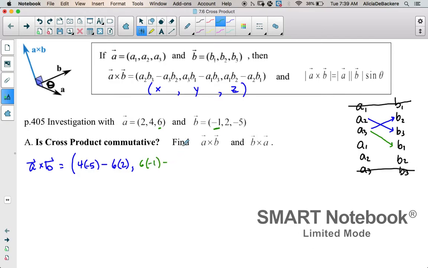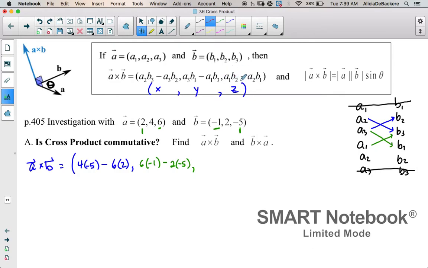And then I'm going to subtract. Now we're moving on to this next part, a1 times b3. Notice it's making a cross just below the other cross that you just had. So a1 and b3, 2 times negative 5. Comma, and now we're going to move on to the z component.